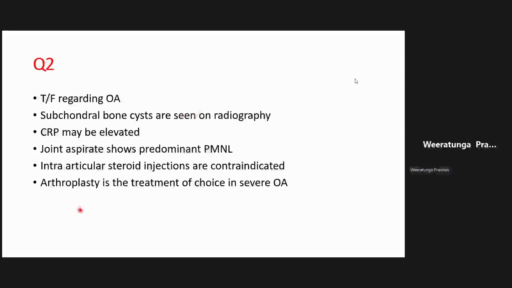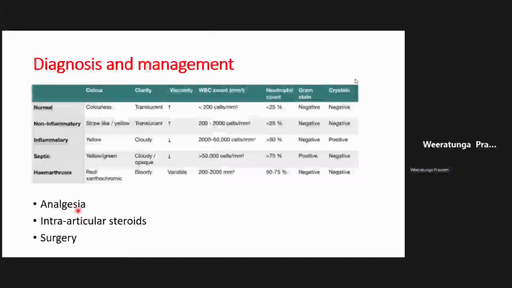Now, I have also given you just a rough guide to the various joint fluid appearances that you see in various conditions.